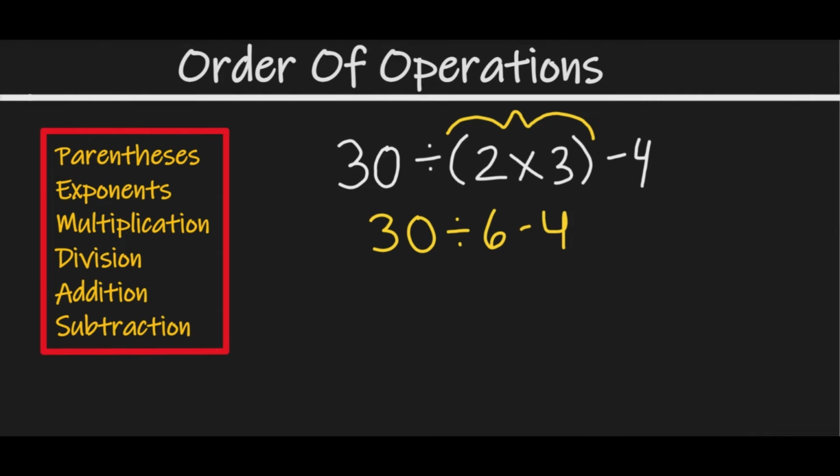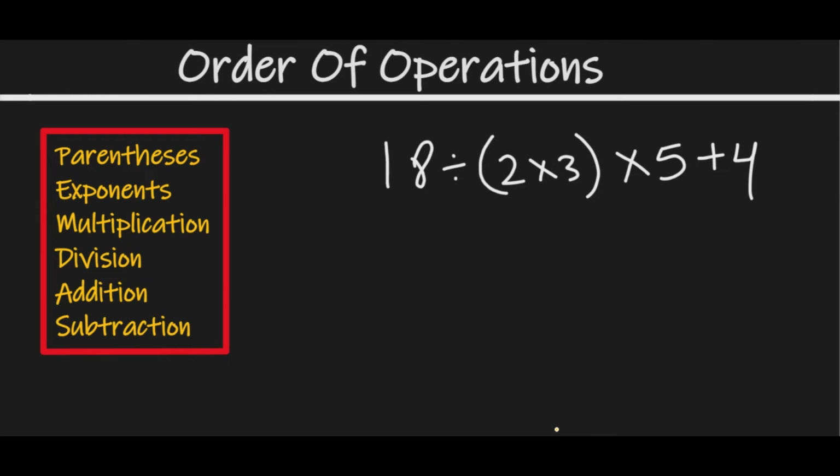Now, we have a division part and a subtraction part. According to our list, we do division first. So, we want to do 30 divided by 6, which is 5. And now we have minus 4. 5 minus 4 equals 1.